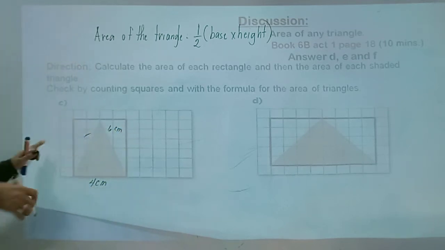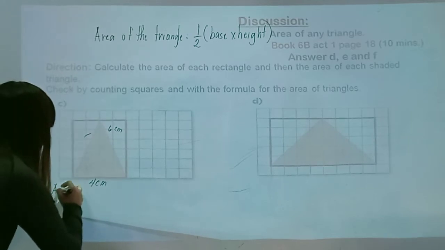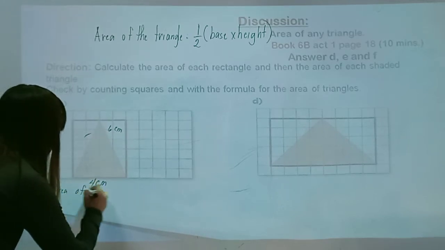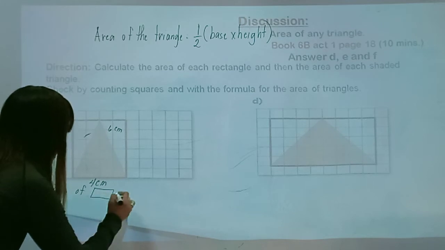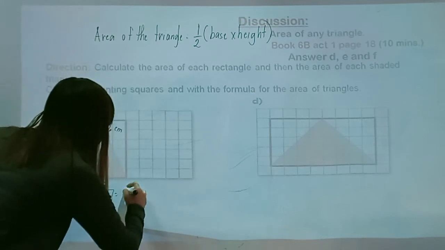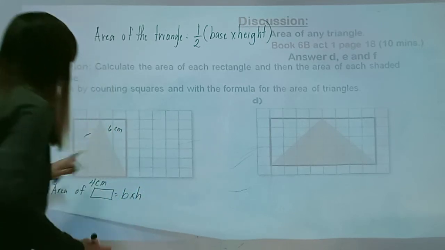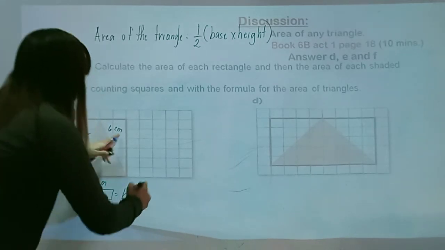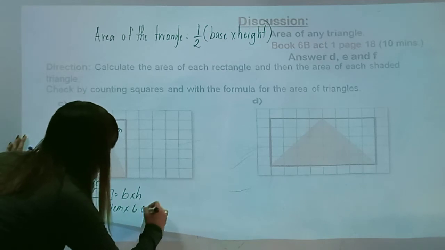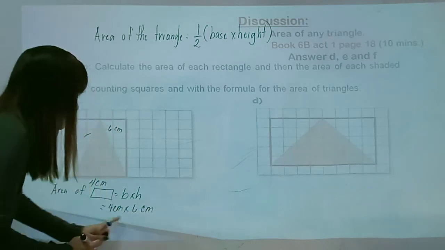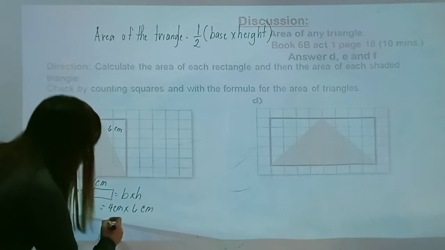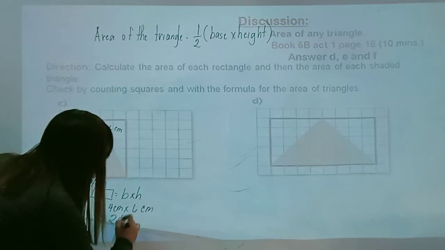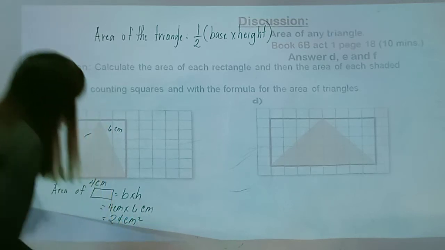Now class, let us find the area of the rectangle. The area of the rectangle is equal to base times the height. The base is 4 centimeter and the height is 6 centimeter. So 4 centimeter times 6 centimeter is equal to 24 centimeter squared.